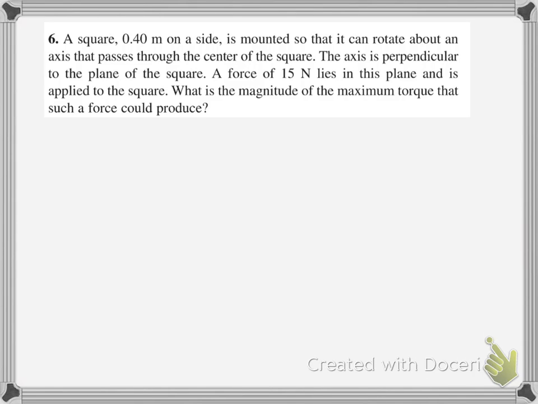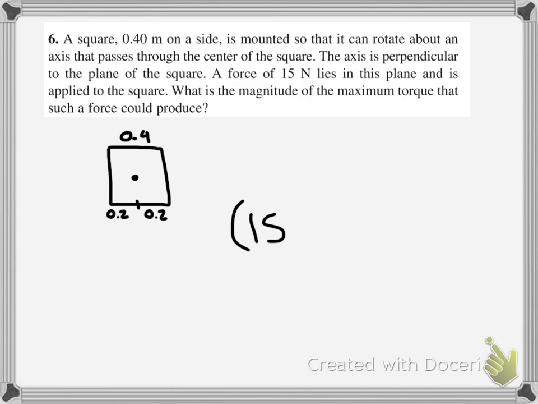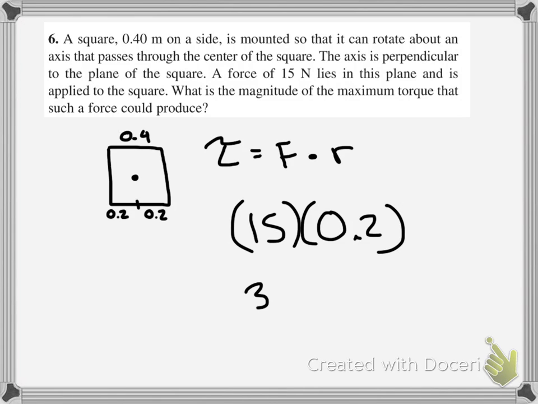Alright, I'm going to draw you a square. Each side is 0.4 meters. That little dot in the middle is the axis of rotation. Okay? If you were to divide 0.4 by 2, you get 0.2 and 0.2. They give you the force, which is 15. You know the radius, which is 0.2. Your torque is F times R, or 15 times 0.2. Your answer, in the end, is 3 Newton meters.